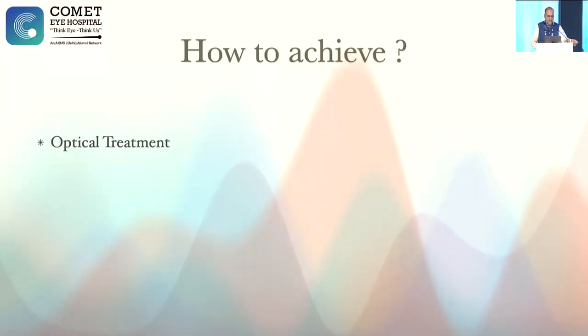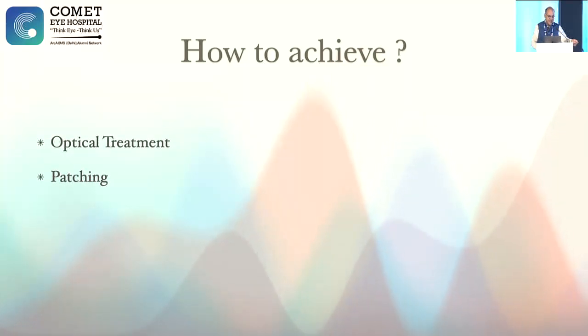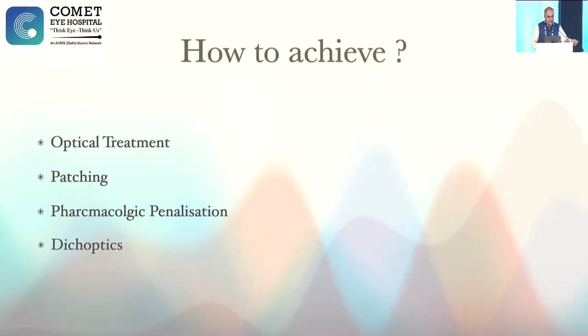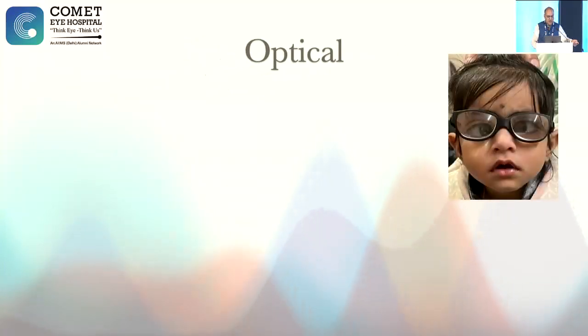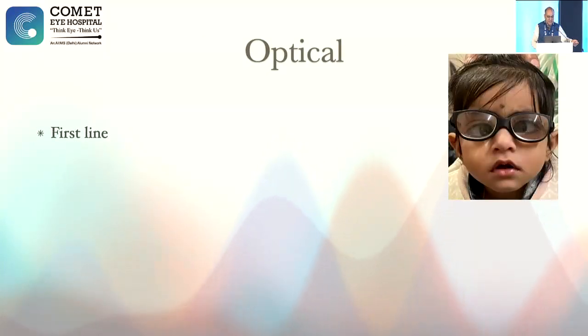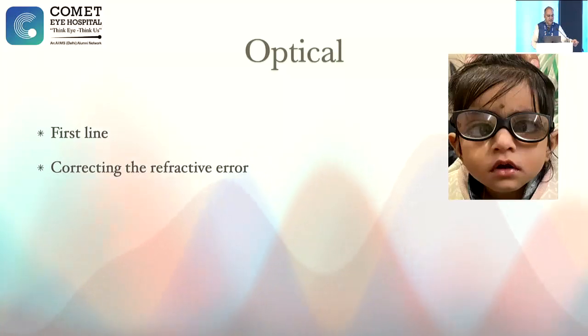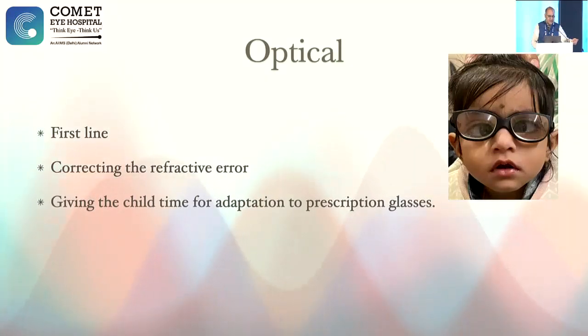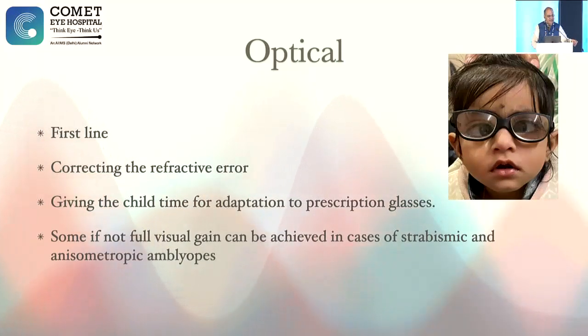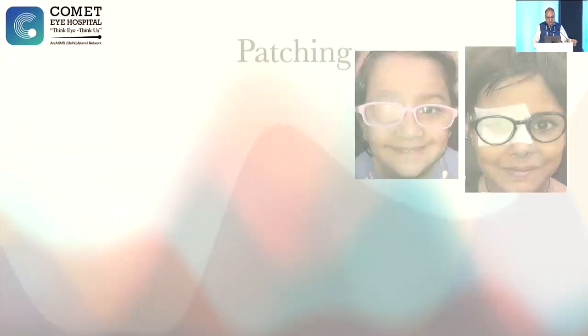Now, how do we achieve this? The treatment options are the optical, the patching, the pharmacological penalization, and the dioptics, which are new. So optical is by far the most important, the first line of treatment. Correcting the refractive errors is the first and foremost thing. Give time for adaptation to the prescription of glasses, and at times we find that some visual improvement does come, if not full, with just giving glasses to the child.